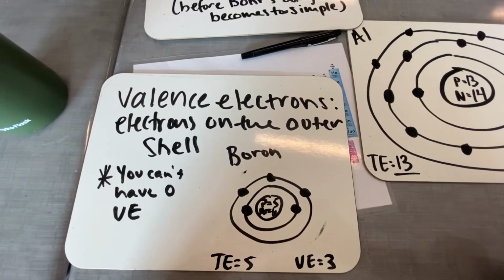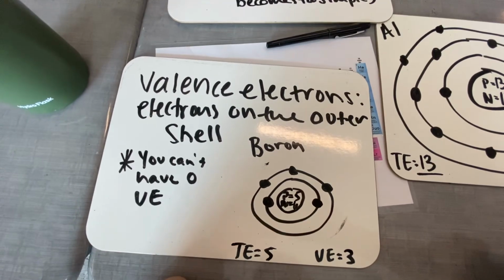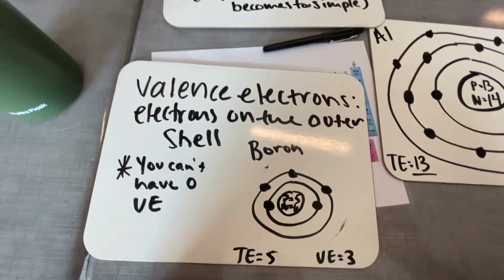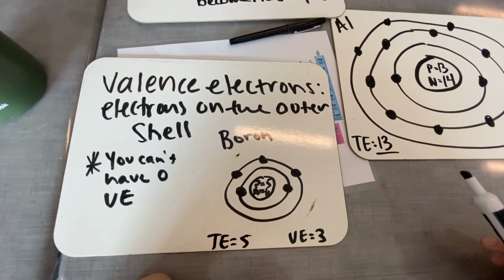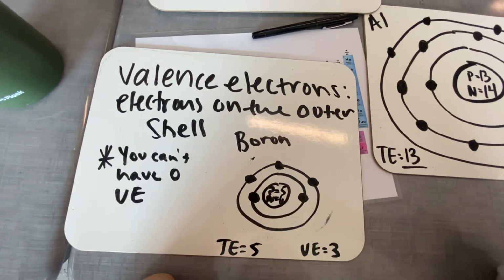So I hope that was a little bit helpful for you in doing Bohr diagrams and figuring out your valence electrons from these diagrams. Thank you guys. Bye.